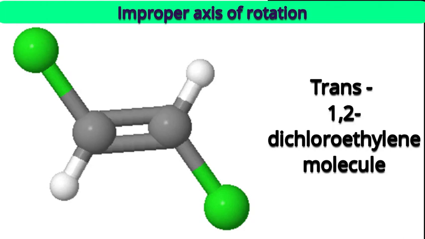It's a trans-1,2-dichloroethylene molecule. From this structure, you may think there is a possibility of S2 as an improper axis of rotation. Absolutely. Suppose you consider the C2 axis as the S2 axis and rotate the molecule by 180 degrees, followed by reflection through a plane perpendicular to the axis, or through a horizontal plane. What will you get? Yes, a similar structure. Absolutely, it is right.